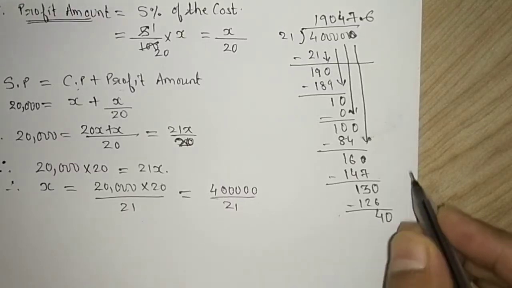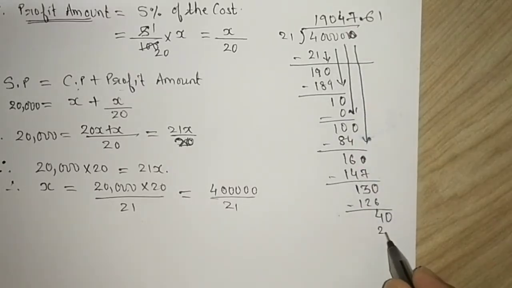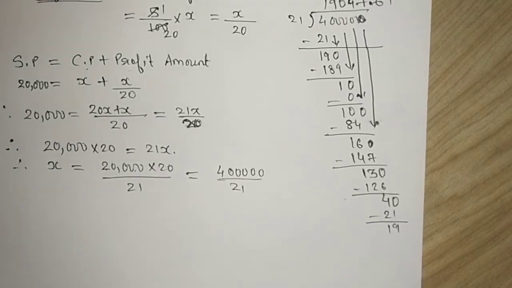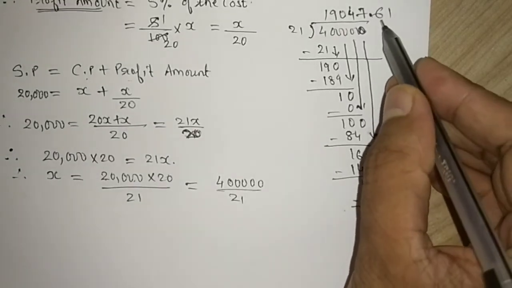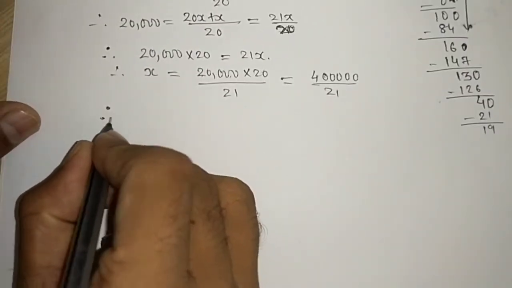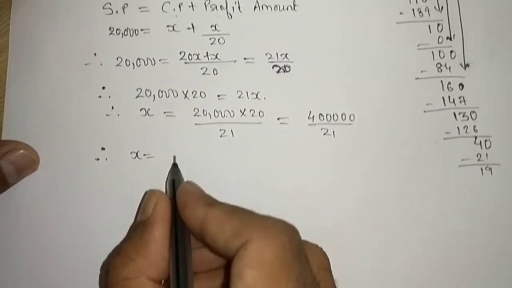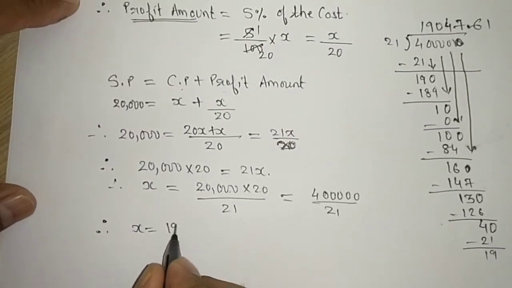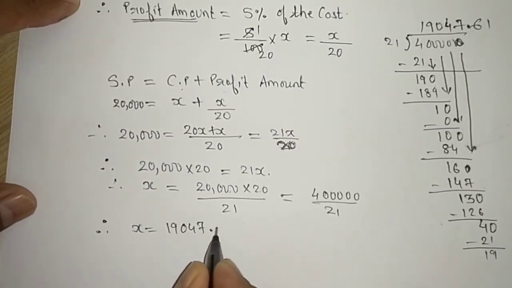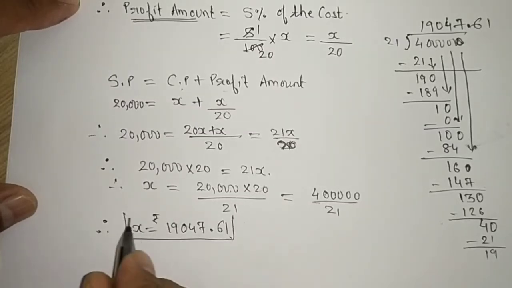Again, since there is a point, we will get 0. 21 ones will give me 21. So our remainder is 19. Now we will not move forward further because we have got 2 decimal points. So our cost price X is equal to 19,047.61 rupees for the first buffalo.